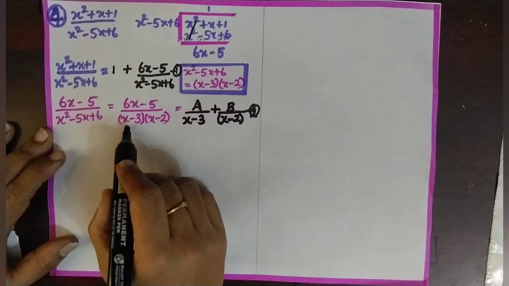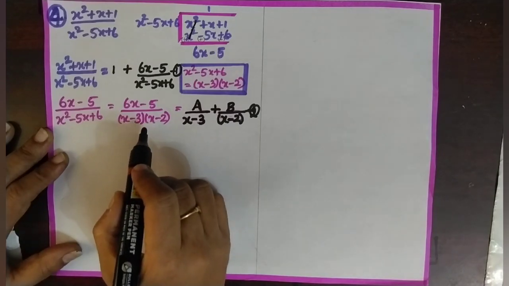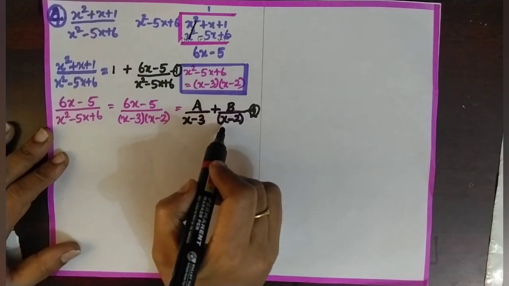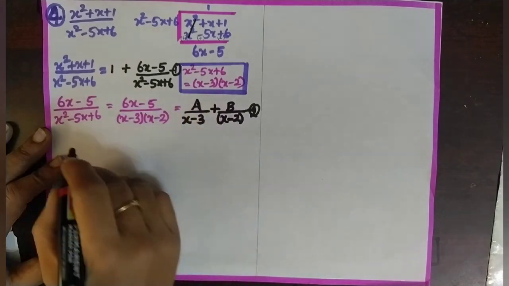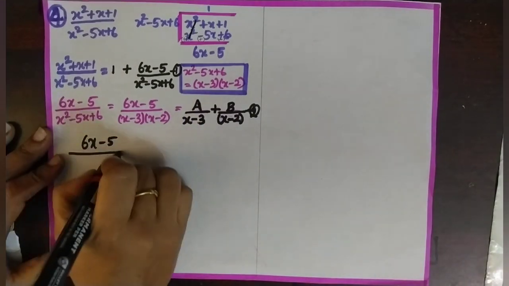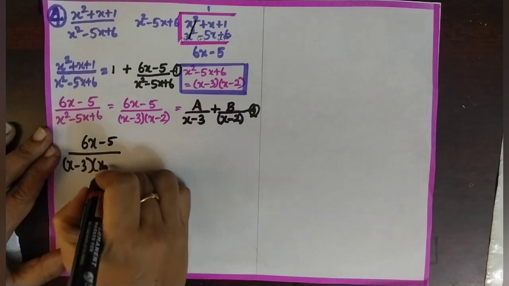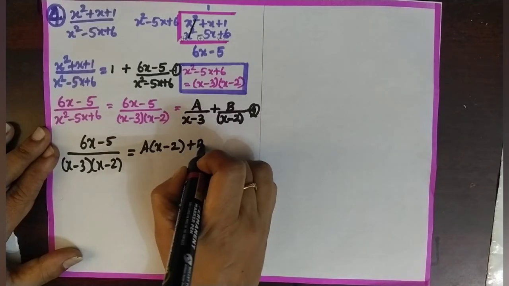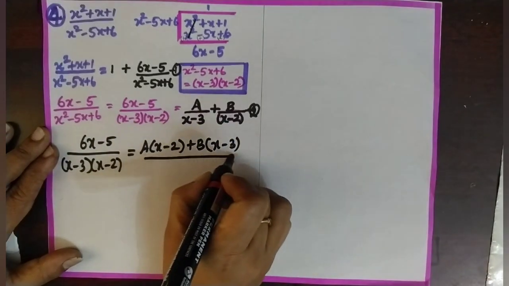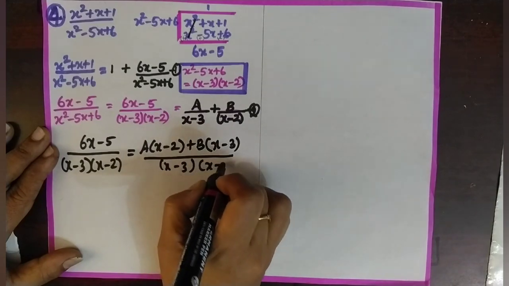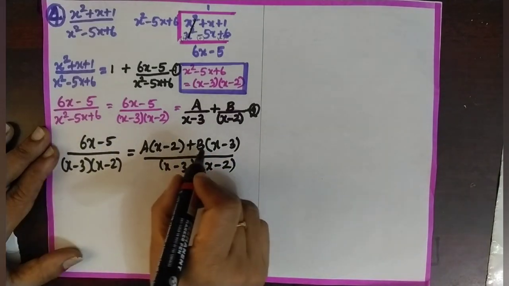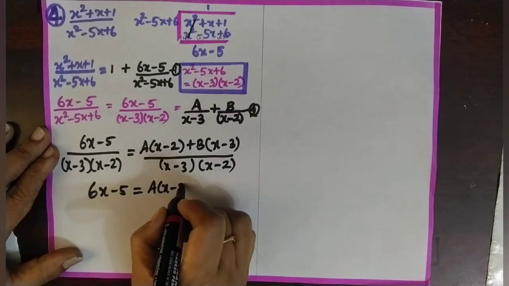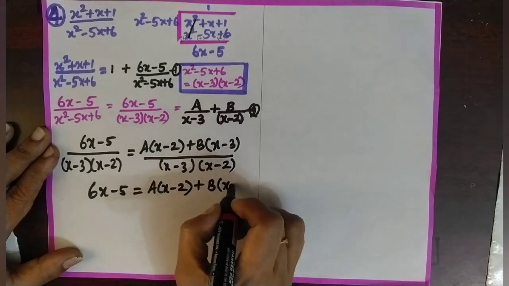So here we have non-repeated factors. So it comes under type 1. The expansion for this case is a by (x minus 3) plus b by (x minus 2). Consider this as 2. Next, (6x minus 5) by (x minus 3) into (x minus 2). In the right hand side, we need to take LCM. A into (x minus 2) plus b into (x minus 3) by (x minus 3) into (x minus 2). Since we have the same denominator, we can equate the numerator. Then we get 6x minus 5 equal to a into (x minus 2) plus b into (x minus 3).